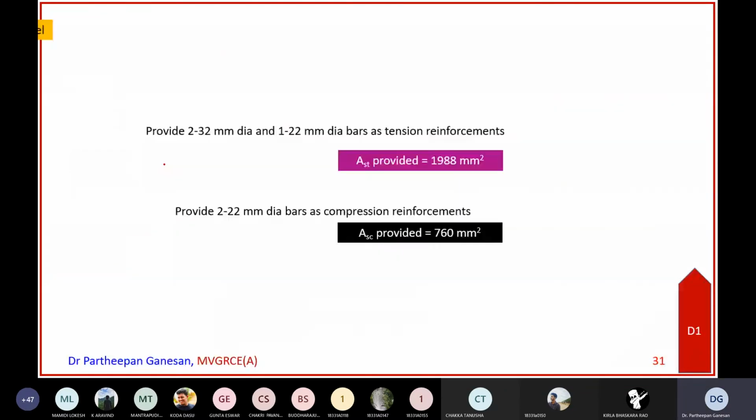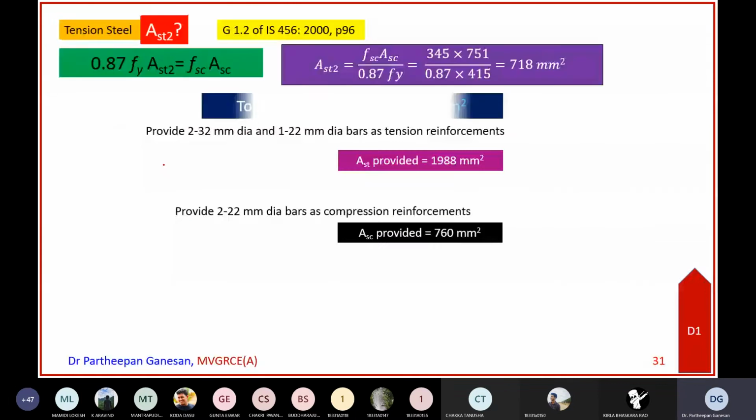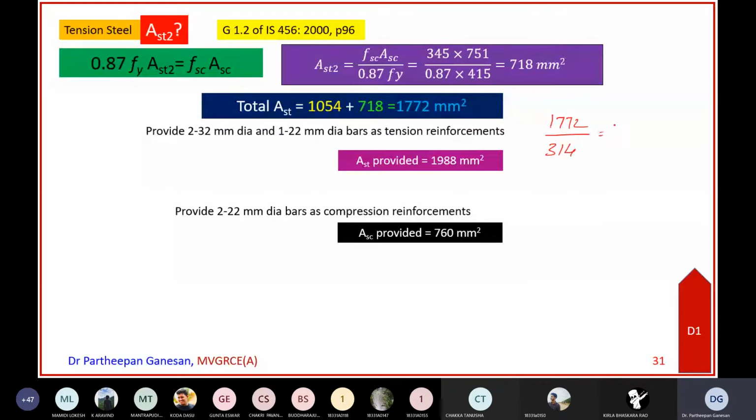So in this we got 1772, I think. Yeah, 1772. So 1772 divided by 314. How much? Approximately 6.5 point something, isn't it? Yes, sir. So you can provide 6 bars.